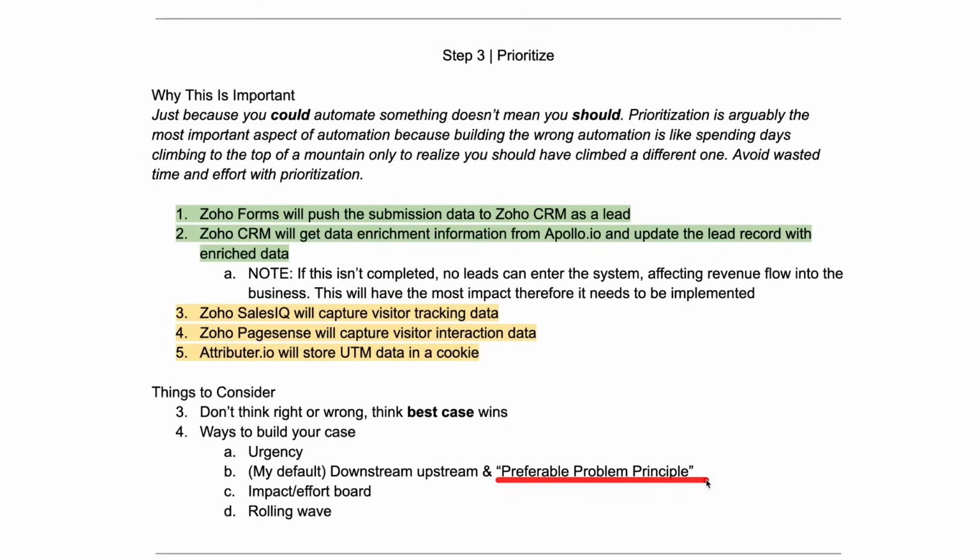Preferable problem principle. This is a general principle, but it complements upstream, downstream really well. The preferable problem principle is every problem you have downstream is preferable to one upstream. So if you were going to play would you rather have, and this is upstream, leads coming to the business, or would you rather not be able to automatically generate a proposal? You would much rather have leads coming to the business. Okay, that is the preferable problem: to not have your proposal documentation automated.